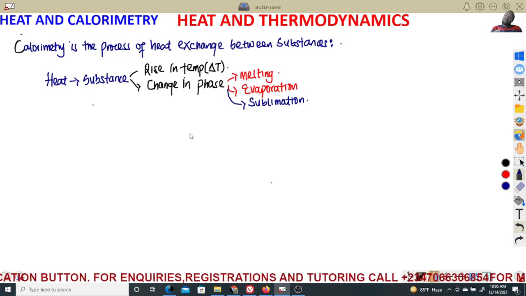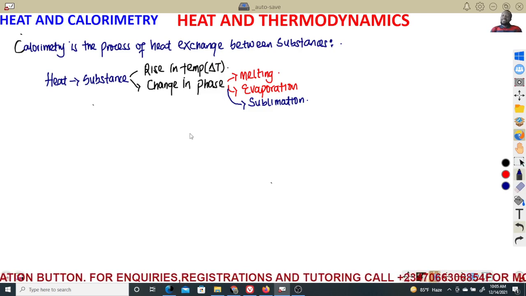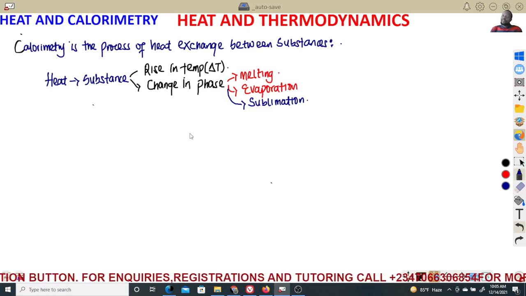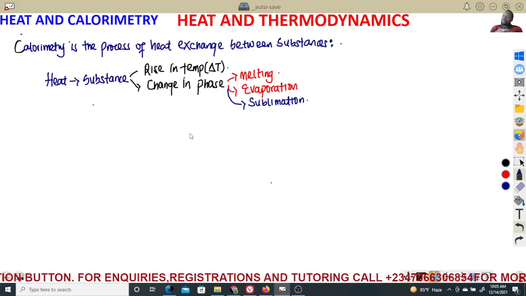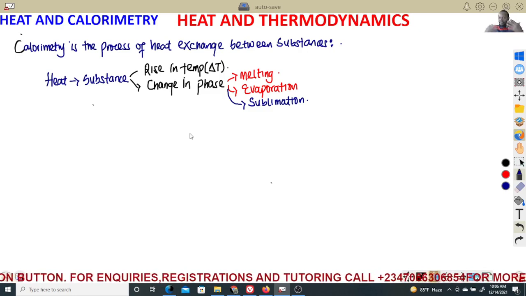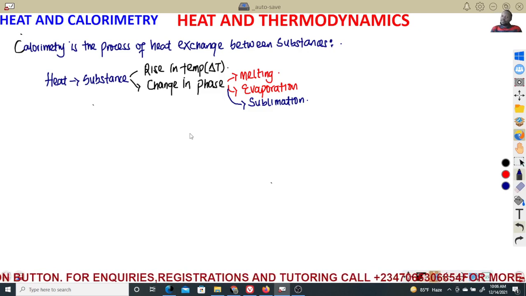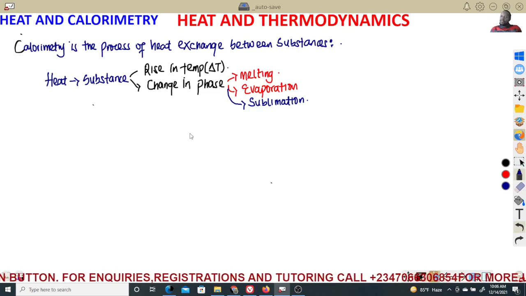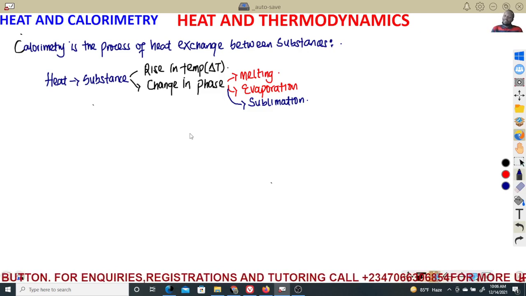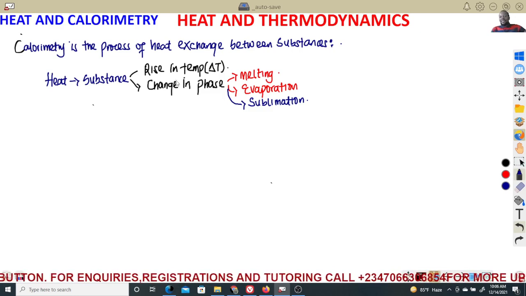So calorimetry is just a process of heat exchange between substances. And when heat is applied to substances, the first thing is a change in temperature due to increase in thermal agitation or energy of random oscillation in solid, liquid or gaseous substances, which we've talked about under thermometry, like I said. So here we say the change in temperature.